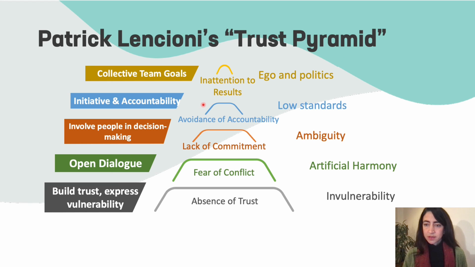Inattention to results is mainly driven by ego and politics. Teams are often confronted with team members putting self-interest before the collective goals of the team. A team leader therefore plays a vital role here in clearly acknowledging all team members' contributions to the collective team goals.